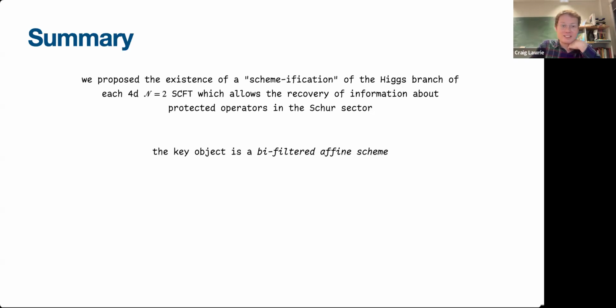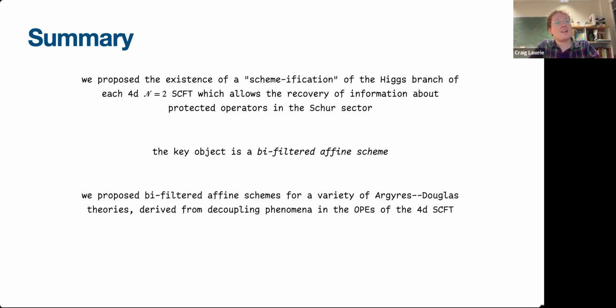So the key object was that to the theory is associated this bifiltered affine scheme, and the bifiltration was very important for the structure. And this is a thing which reduces to the Higgs branch as a variety. We proposed a bunch of these schemes for a variety of Argyres-Douglas theories, which we typically derived by looking at decoupling conditions in OPEs via the medium of the VOA. But ultimately, it's a 4D thing. When do terms decouple from an OPE?